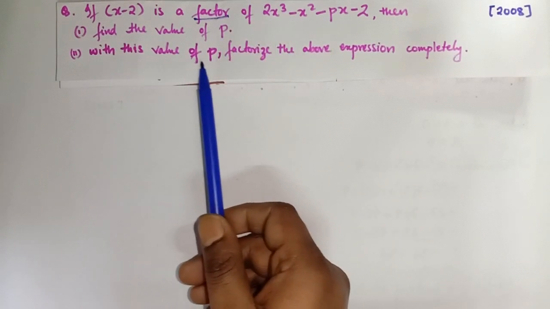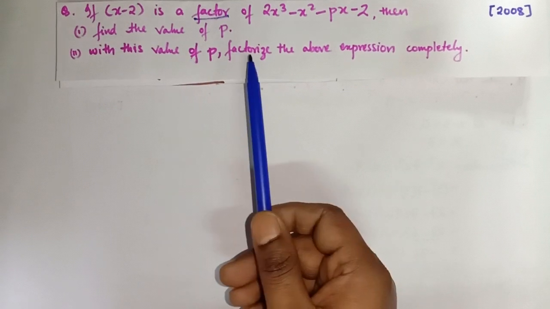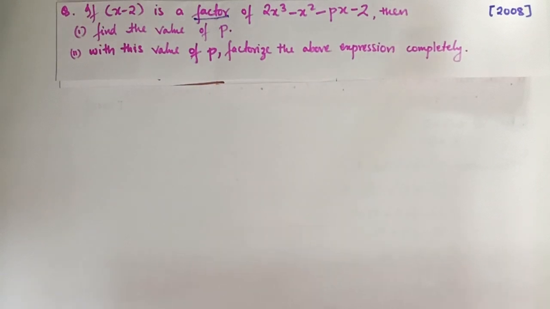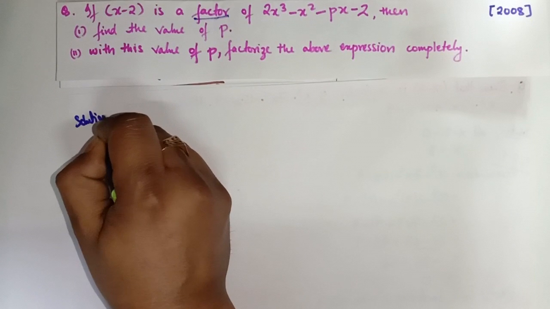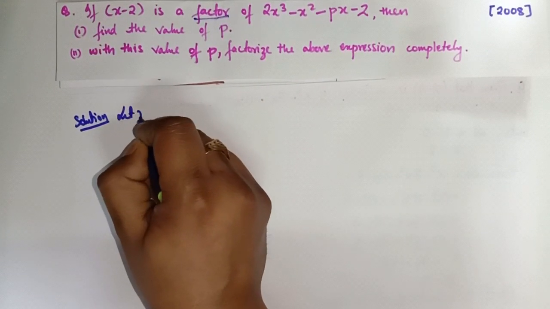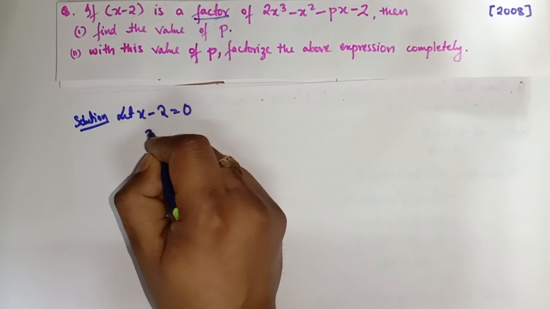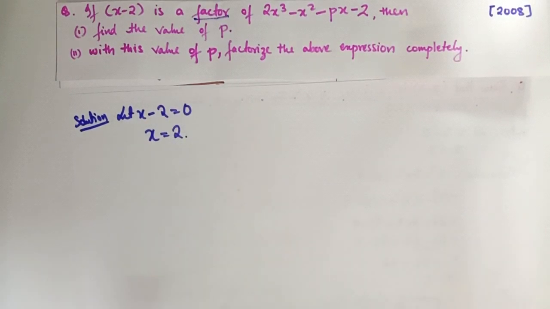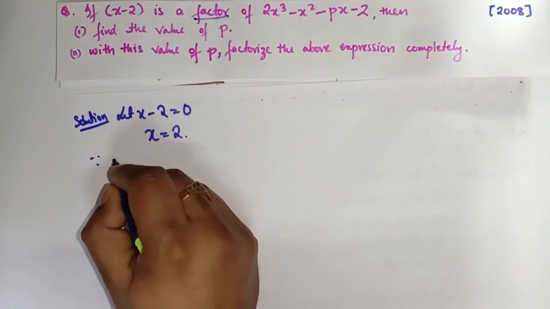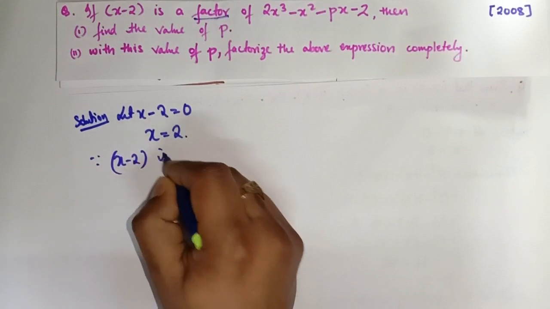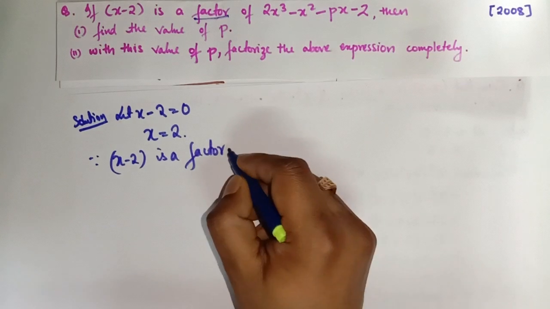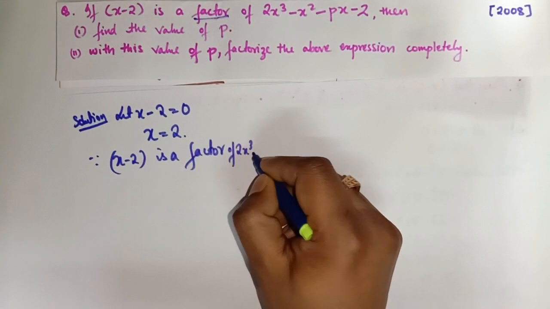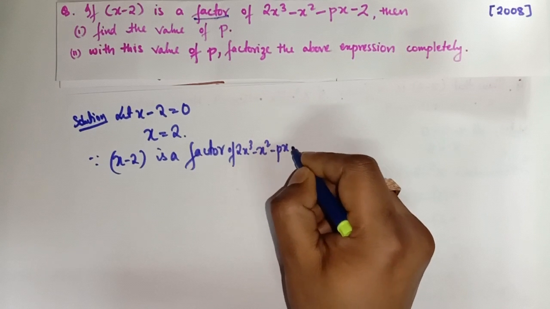Now what they have given in the next step is that by putting the value of p, we'll factorize the expression. So let's start the sum. Always you know that we'll write solution. Let x minus 2 is equal to 0. Therefore x equals 2. Since they have already given that x minus 2 is a factor of 2x cube minus x square minus px minus 2.